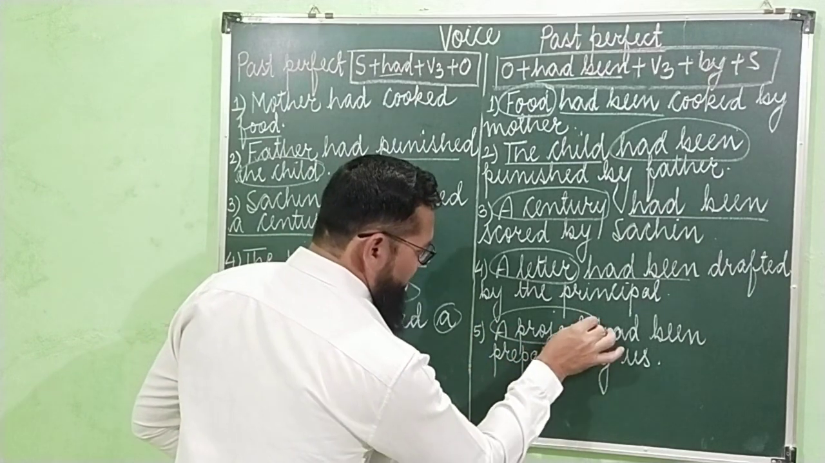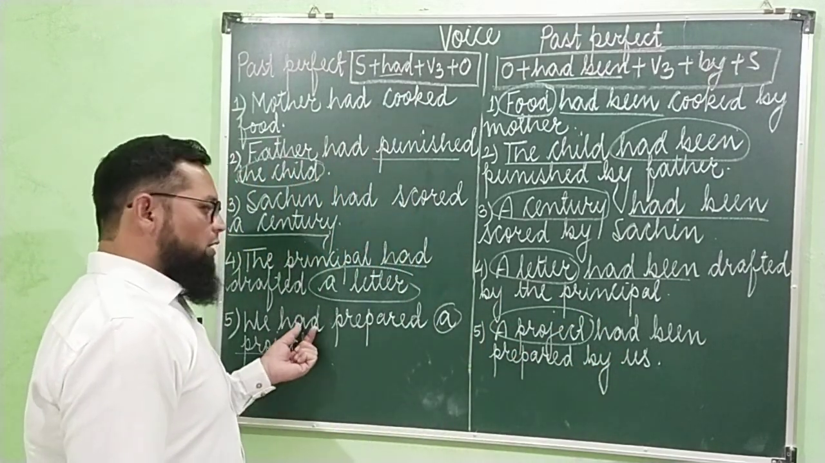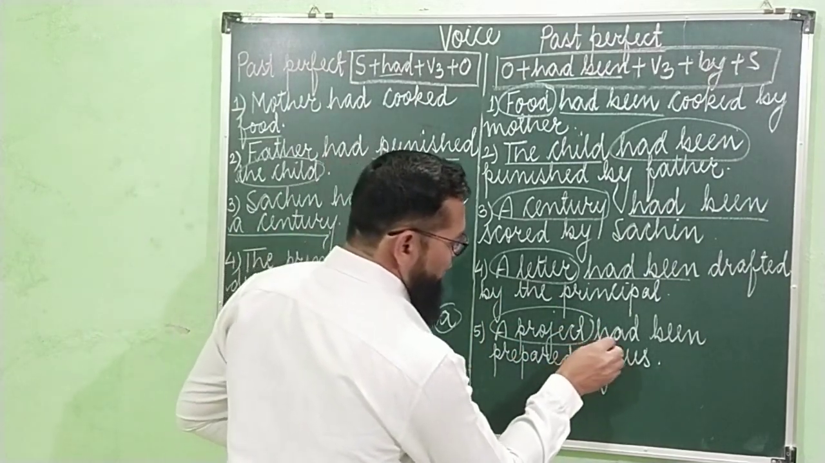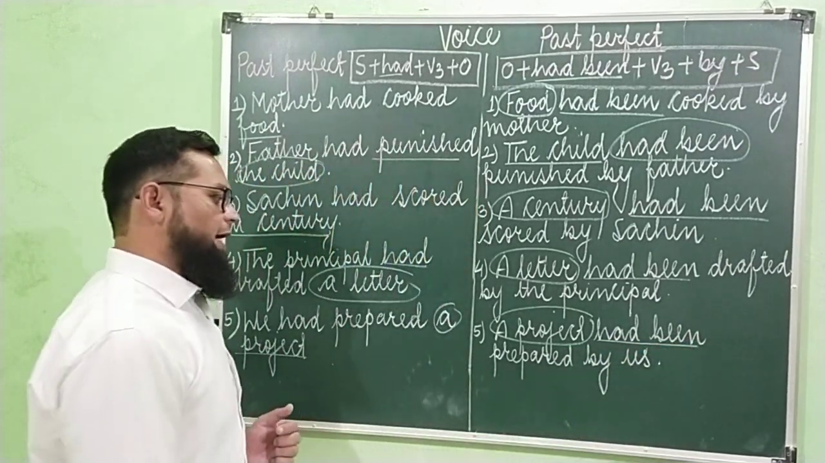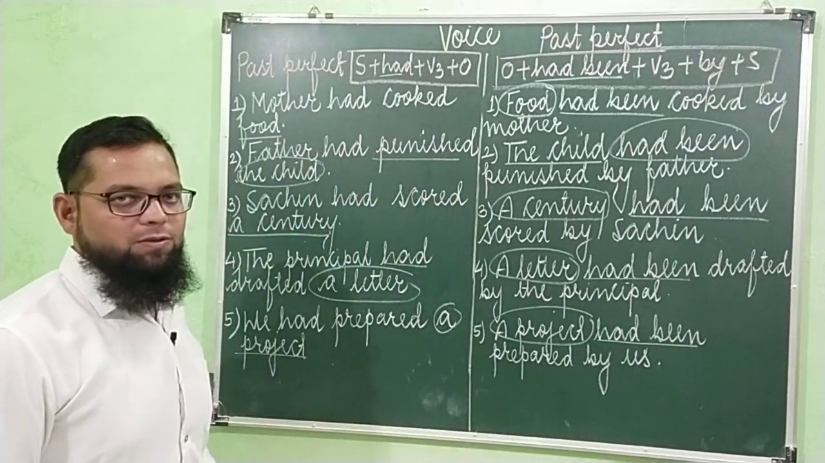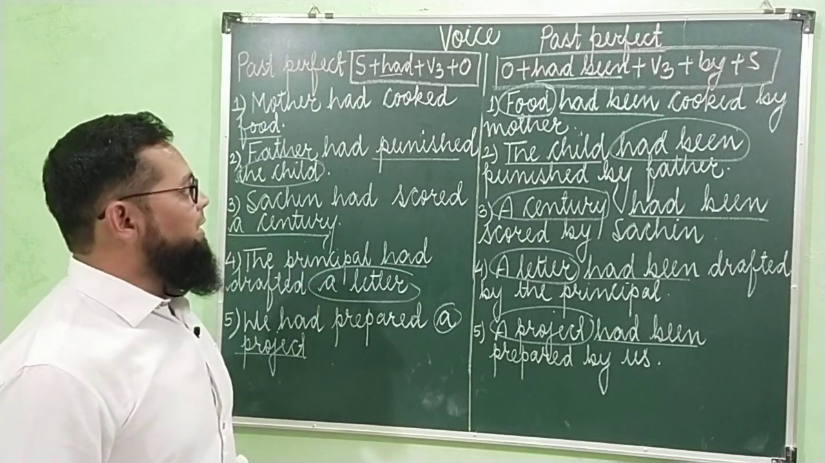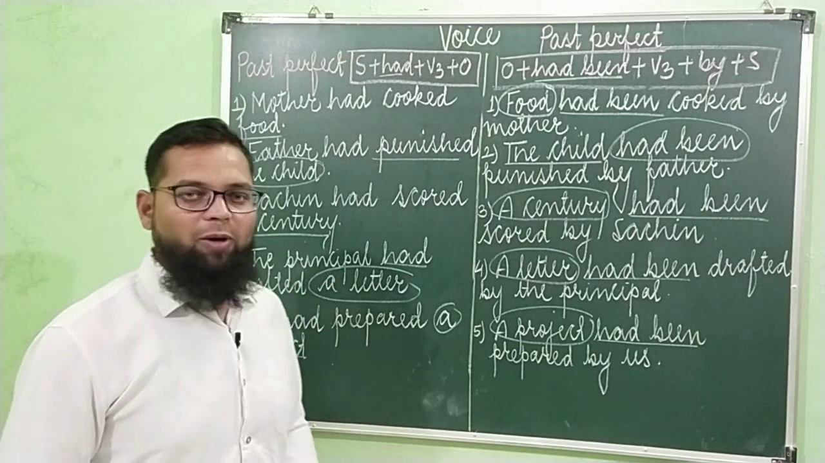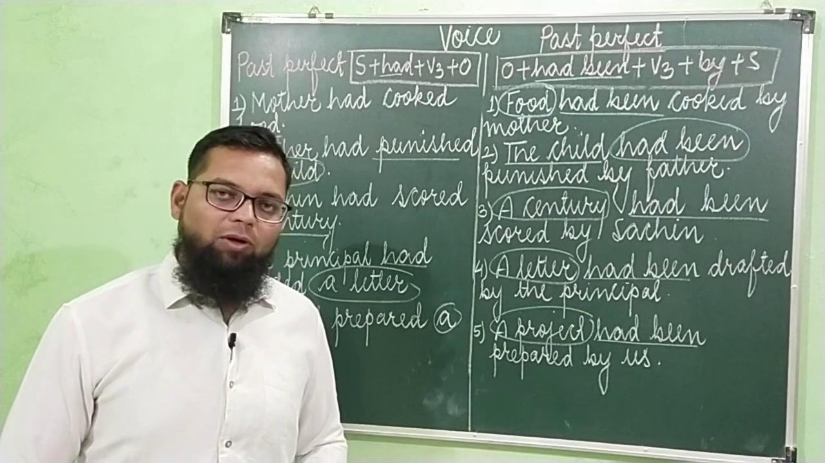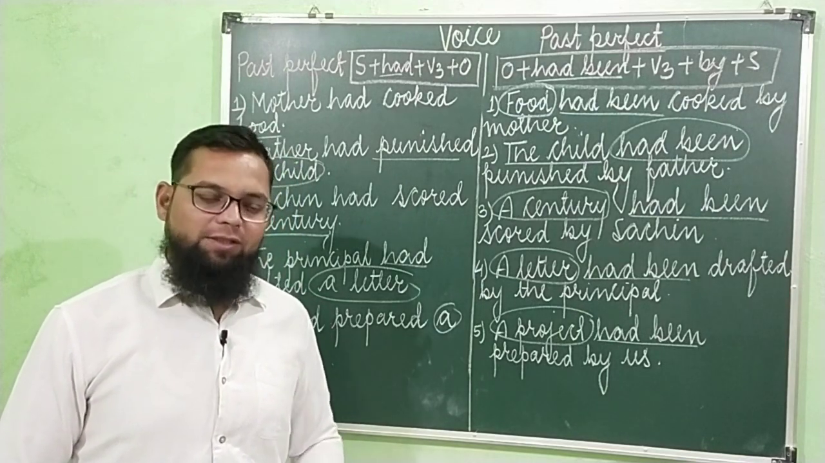ये आ जाता है a project. Had क्या में convert हो जाएगा? Had converts to had been. A project had been prepared by us. This was all about the active and passive voice examples of past perfect tense. Now let's have a look at the examples of present perfect tense.